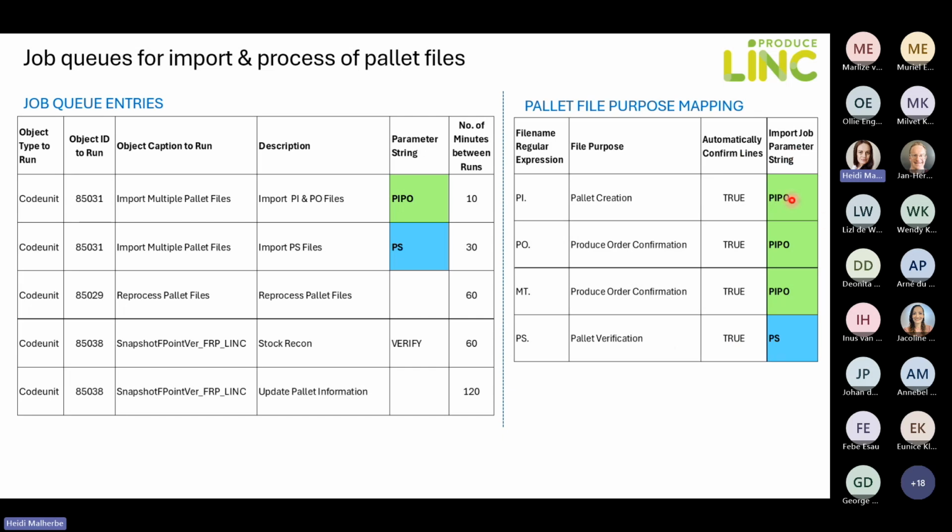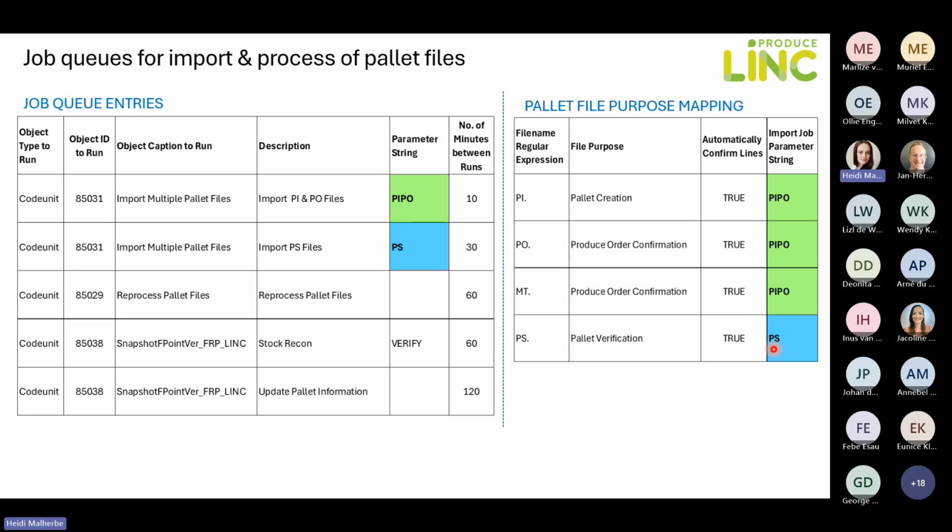I want to chat about this import job parameter string. These are the fields or the text string that will tell the job queue whether to include or exclude files when it fetches them from Azure. So when this top job queue for the PIPO files runs, it's not going to include the PS files because the parameter string in the pallet file purpose mapping doesn't match that. So that's how we exclude and include certain files. Does that make sense? Yeah, really simple.